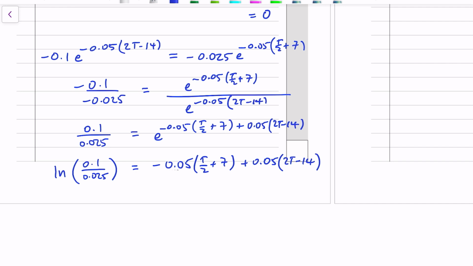The left hand side becomes 1.3863 to 4 decimal places. The right hand side becomes 0.075t minus 1.05. Solve that linear equation and you get t equals 32.48 years.